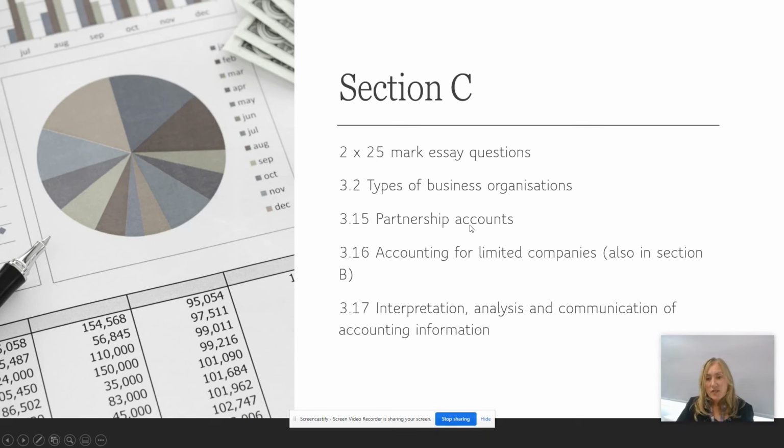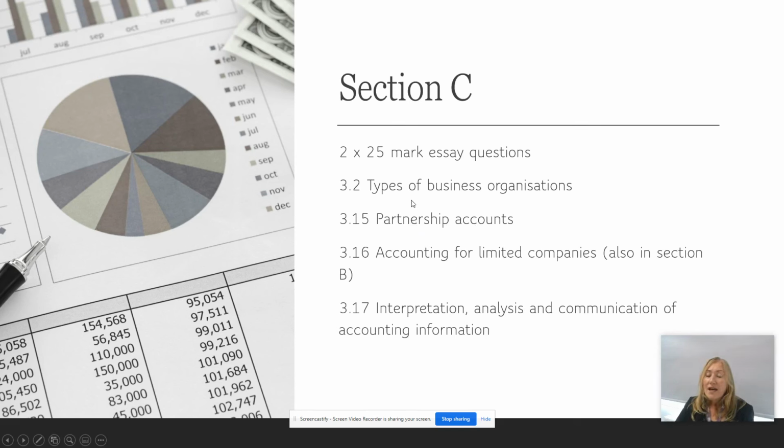Now, it's anyone's guess how these will be presented in the two essay questions, but I would suggest that maybe types of business organisations and partnerships could go together. So you might have an existing partnership where a partner is retiring. We maybe need to make some adjustments for goodwill, try and work out how much they're going to need to be paid at the end when they leave. Maybe revaluation of assets could come up there.